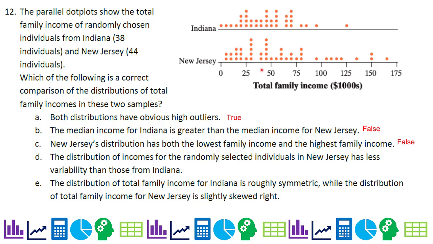Variability is how much spread you have. So which one has more spread? New Jersey does, not Indiana. And this one says it has less. So that would also be false.